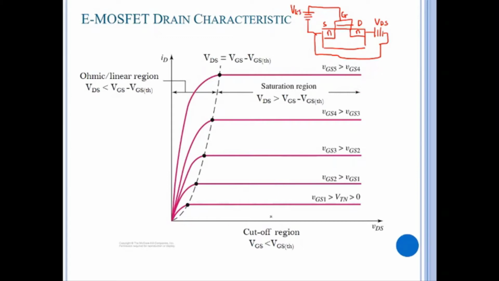So you see here, at low VGS, the drain current will increase linearly. This is a linear region, where the drain current increases linearly as VDS increases. But then VDS reaches what we call the saturation point or pinch-off condition.